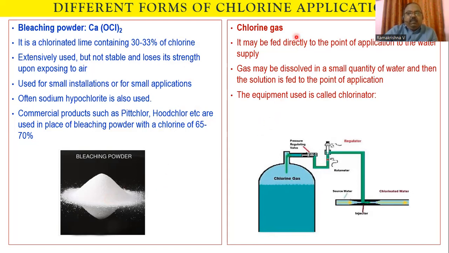Chlorine gas may be fed directly to the point of application to the water supply, or the gas may be dissolved in a small quantity of water. Then the solution is fed to the water, and the equipment used is called the chlorinator. You can see the chlorine gas is there, and the gas is allowed through, and how this measurement is done. Then this is mixed with water, and then that entire water is dumped into the treatment system.